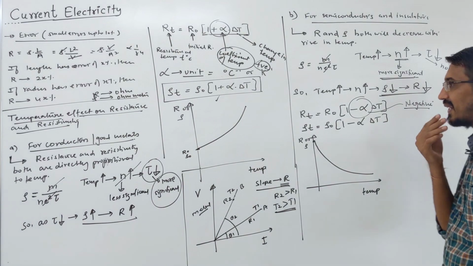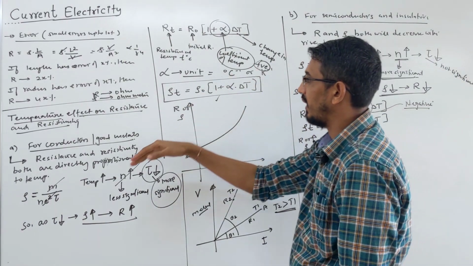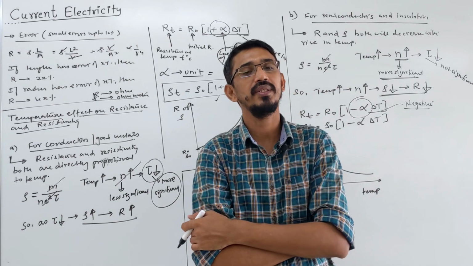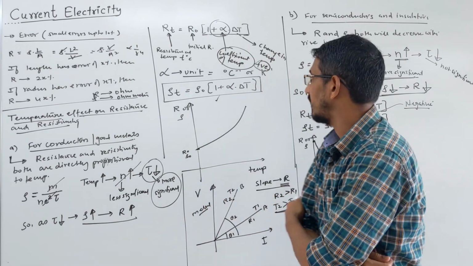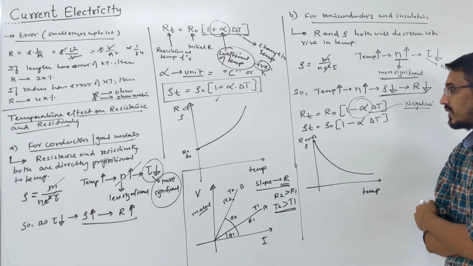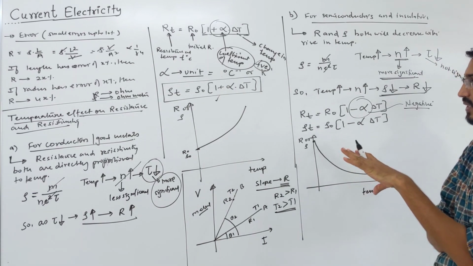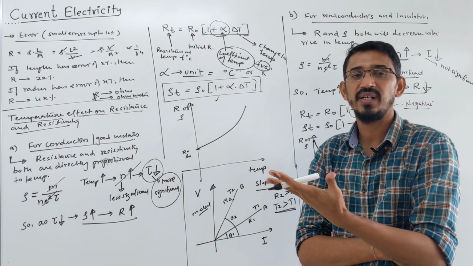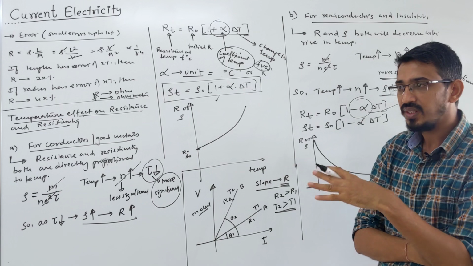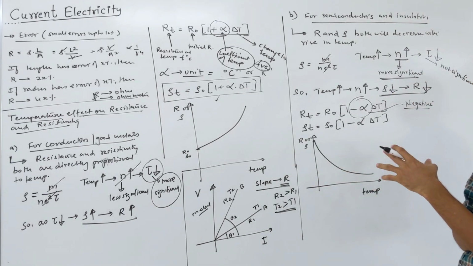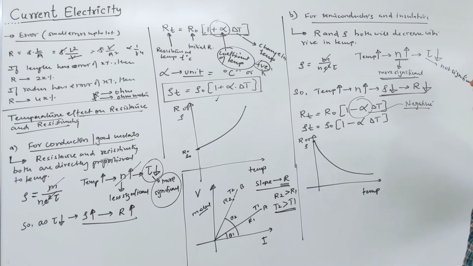If you see, we have divided into two categories: good metals and conductors, their resistance will increase with temperature; insulators and semiconductors, their resistance will decrease with temperature, right? We have some other materials also whose resistance generally doesn't change with temperature. I will talk about them a little, giving a basic idea.